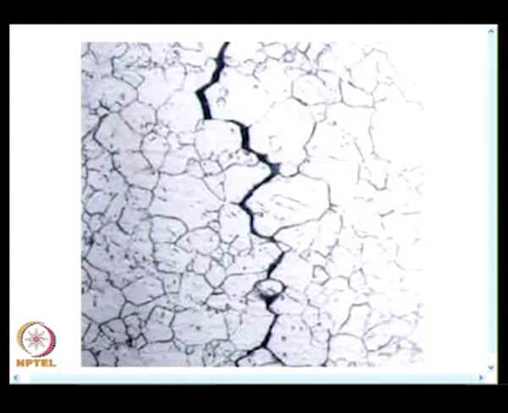You would see different grains on this. Also make a simplified sketch of it. What you see as thick black is actually the crack, and where the crack has grown, it has essentially grown on the boundary of the grains. So, it is intergranular crack growth.